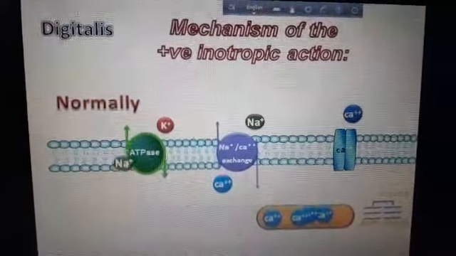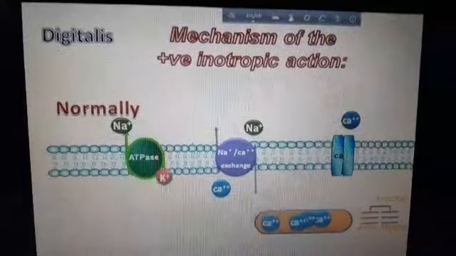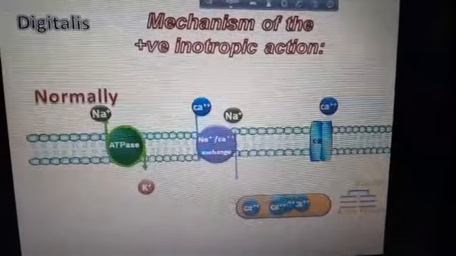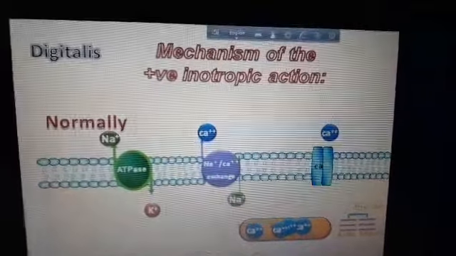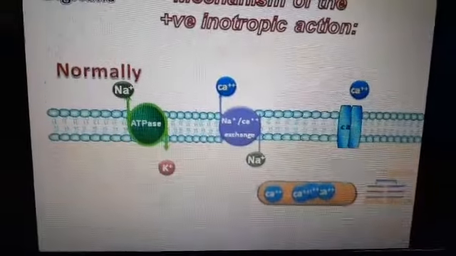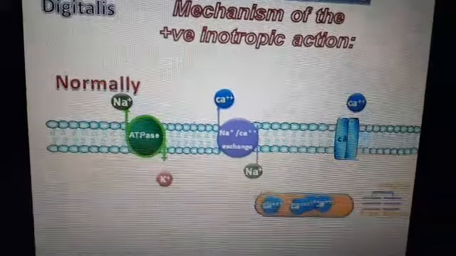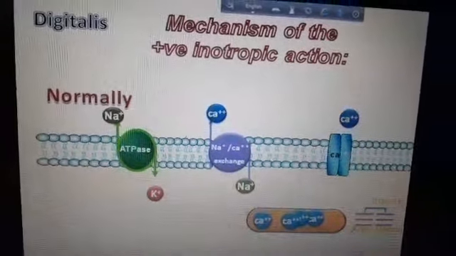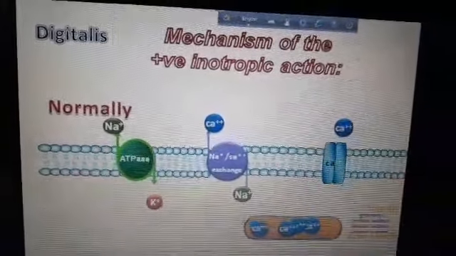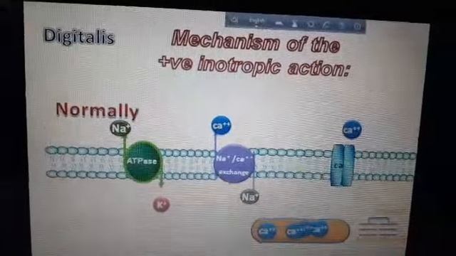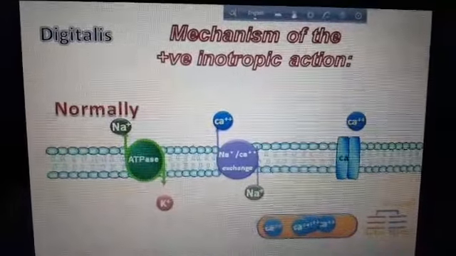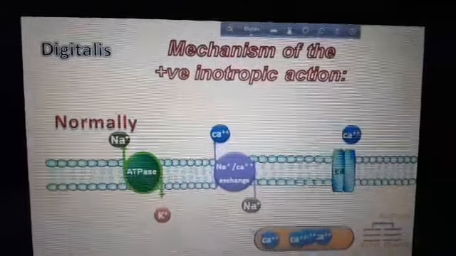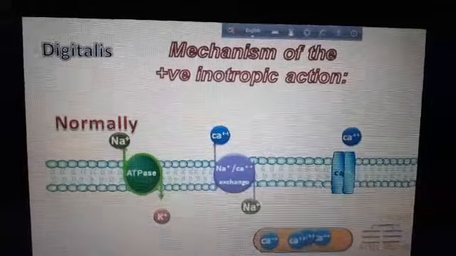Now normally what happens? Normally, with the help of the sodium potassium ATPase pump, that is an active pump, it will drive out 3 sodium outside the cell, and it will give entry to 2 potassium ions. So 3 sodium exit, 2 potassium enter, and it is an active pump.